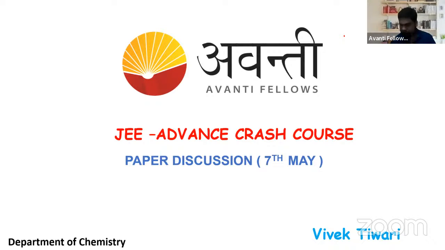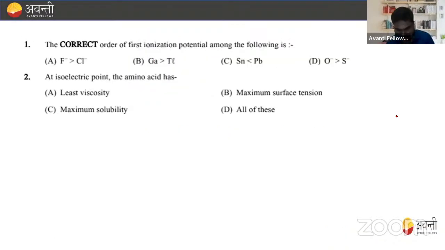So let's see what this is. I hope some of the questions were very easy, and were easily attempted by you. So the first one is from paper one. In this question they are asking for the correct order of the first ionization potential among the following molecules. So you have to find the correct option for this. What is the correct answer for this, beta? Yes, the correct order of the first ionization enthalpy.